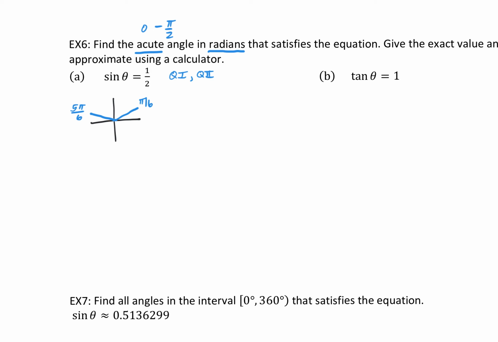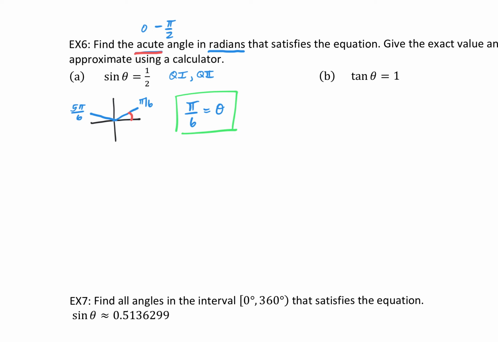And that's why in the directions it says specifically to find the acute angle. And that's just telling you, okay, you don't have to list infinitely many solutions. Just give me the angle that's between 0 and pi over 2. And that would be pi over 6. So this would be the theta value that they're looking for.